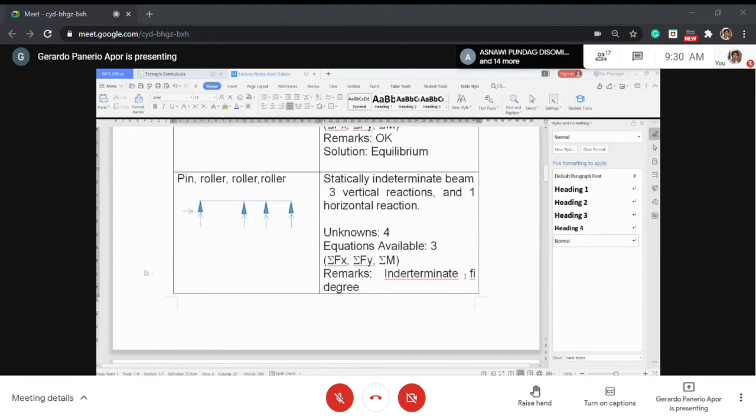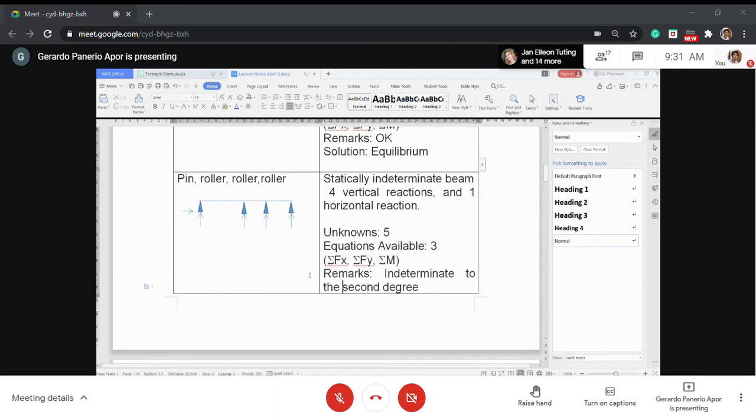Second degree. Okay. Why? Because there are five unknowns, four vertical reactions plus one horizontal reaction, as can be seen here. So you have 5 minus 3 equals 2. So this is a second degree indeterminate structure, indeterminate to the second degree. Meaning the degree of indeterminacy is 2.